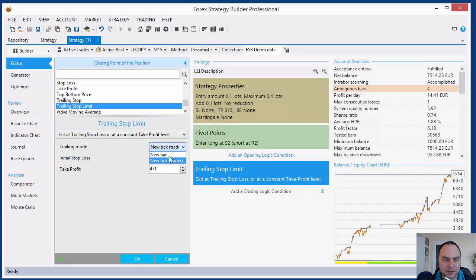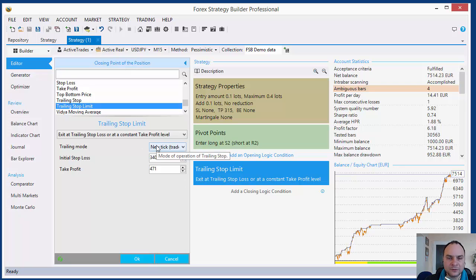Here, new tick and new bar. For the backtester there is no difference, and the difference is only for the trader. When we have a new bar, the trailing stop trails only if you have a better price for the new bar. That means the trailing stop trails once per bar. If you have a new tick, when you have a long position and the price is going up, it will trail at every tick.